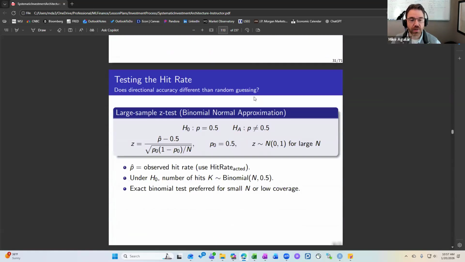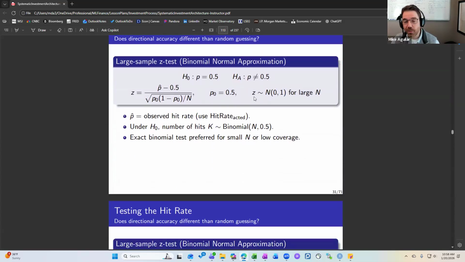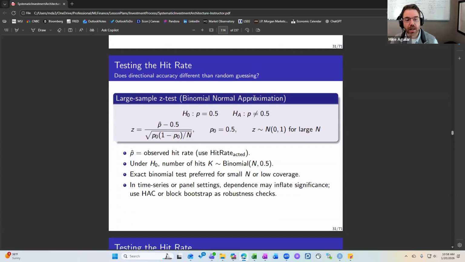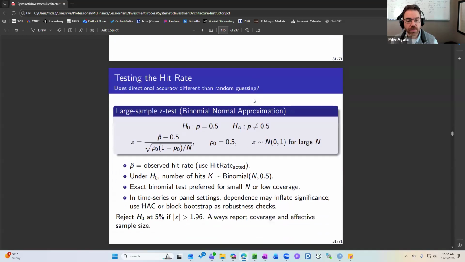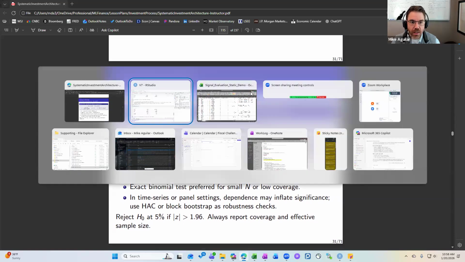I can construct the exact binomial if I wanted to, but what I want to try to do is use a z-stat. If you remember, 1.96 in absolute terms, that's when it's extreme, that's when I would reject. So let's see if we can create that.